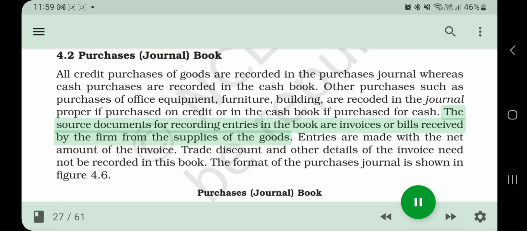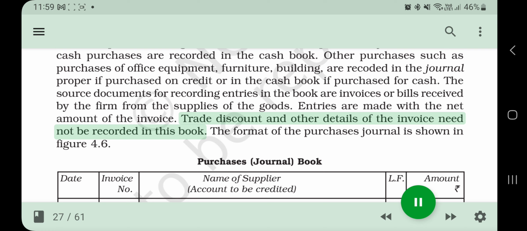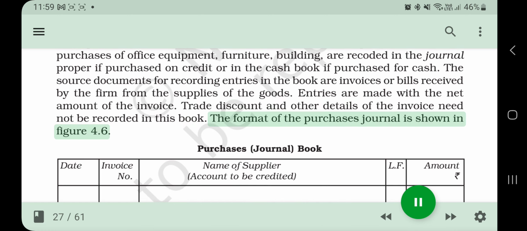The source documents for recording entries in the book are invoices or bills received by the firm from the suppliers of the goods. Entries are made with the net amount of the invoice. Trade discount and other details of the invoice need not be recorded in this book. The format of the Purchases Journal is shown in Figure 4.6.